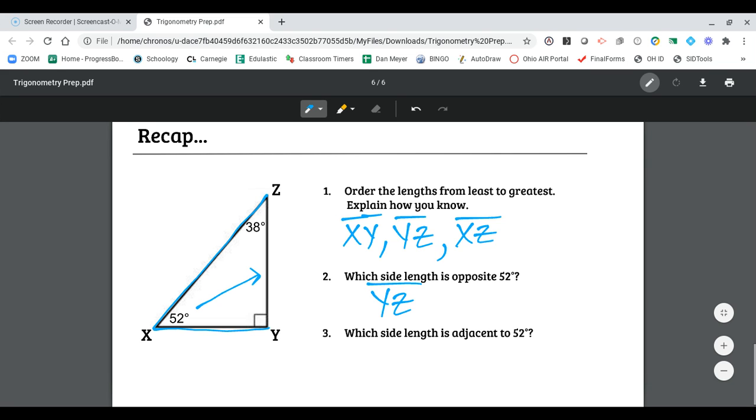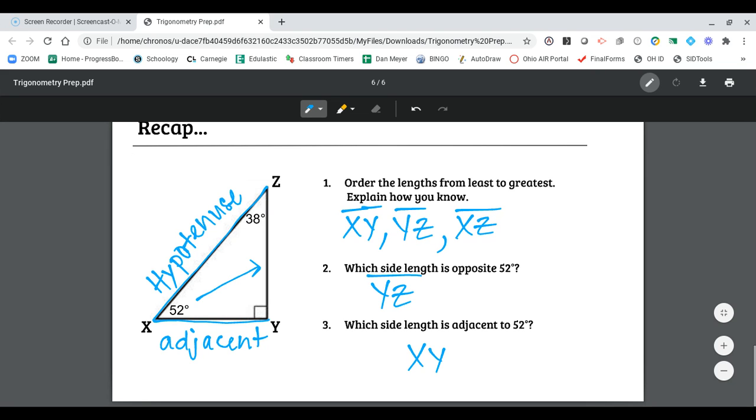Well, we all learned that the side length opposite your 90-degree angle is always called your hypotenuse. So this one cannot be adjacent. That leaves XY as my adjacent side. All right, and that is it for our intro to trigonometry.